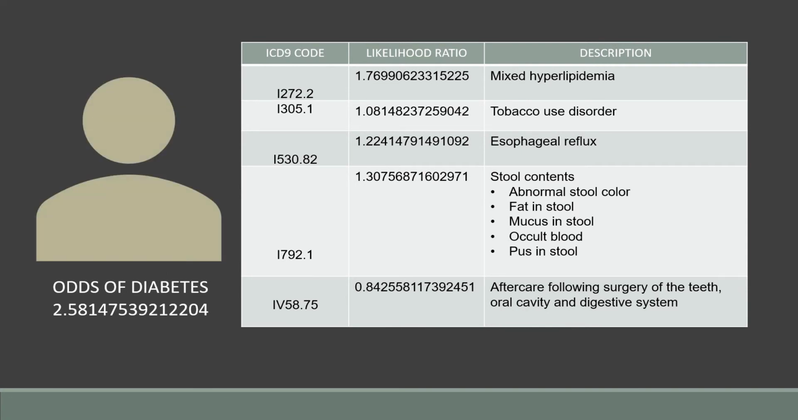Meet patient 76. Displayed are 5 diagnoses with their corresponding likelihood ratio, their description, and the calculated odds for diabetes. The highest likelihood ratio is mixed hyperlipidemia, and the odds of diabetes is about 2.58. The interpretation of the likelihood ratio changes around 1. Values 1 or larger increase the odds, and in this case, it's diabetes.